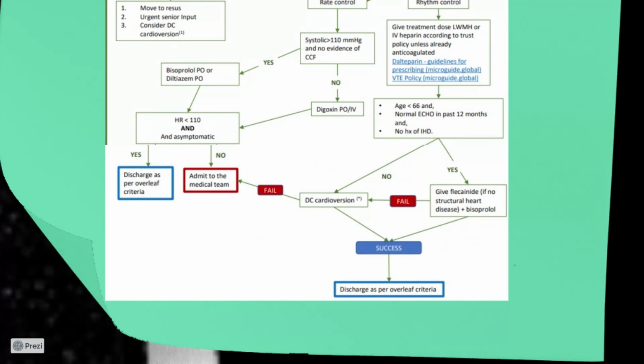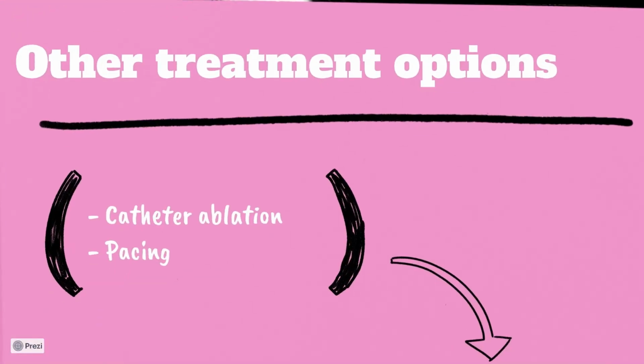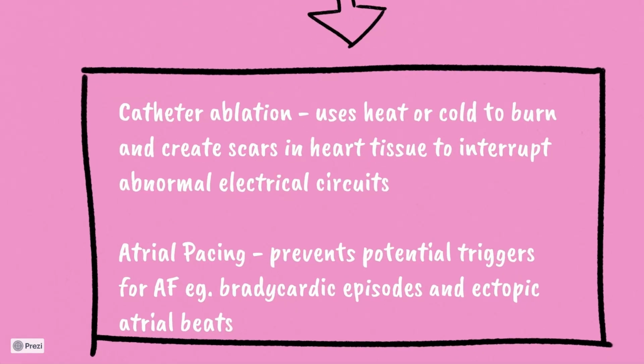Whilst antiarrhythmic medications can be used successfully, they are not always tolerated or effective, and ablation procedures can be considered in certain situations, such as in symptomatic patients with paroxysmal or persistent AF. A catheter ablation uses heat or cold to burn and create scars in heart tissue to interrupt abnormal electrical circuits. Another treatment option for some patients is atrial pacing. This prevents potential triggers for AF, so for example, bradycardic episodes and ectopic atrial beats. However, these options will be initiated by specialists, so are not relevant to the acute management.